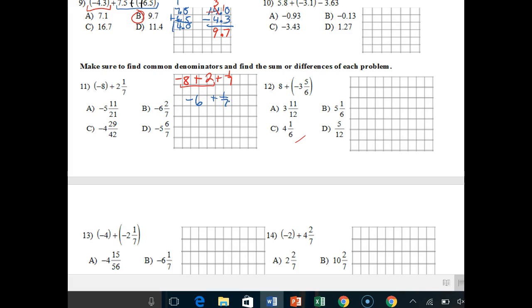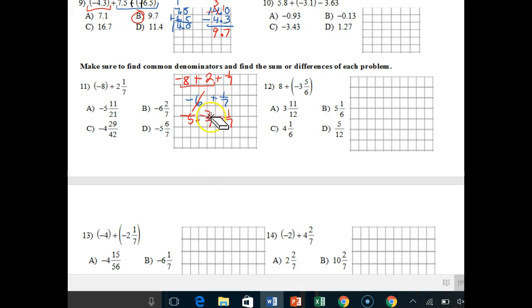Now, this is very important. I cannot just put negative 6 and 1/7 together. Why can't I do it? They're different signs. This is a negative, this is a positive. I have to borrow one whole from the 6 and borrow it in sevens. So negative 5 plus negative 7/7 plus 1/7. All right? Again, I can't just smash these together because they are not the same sign.